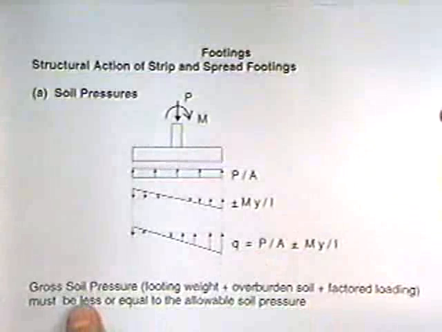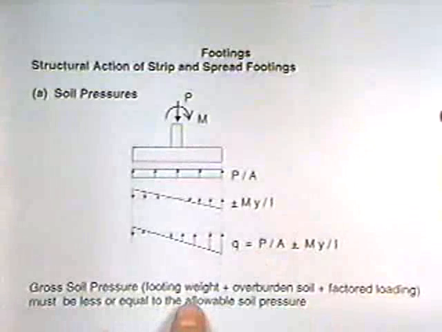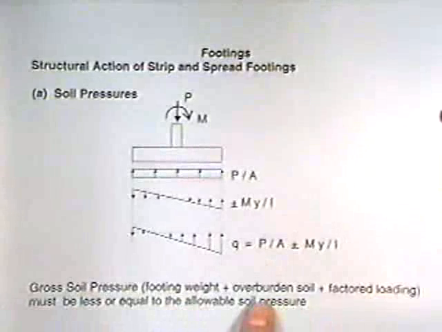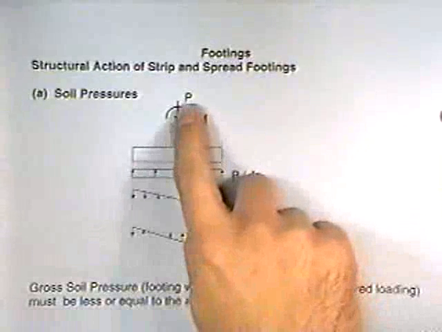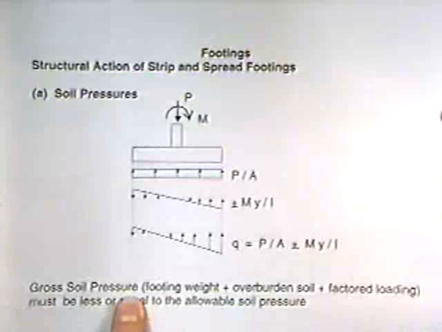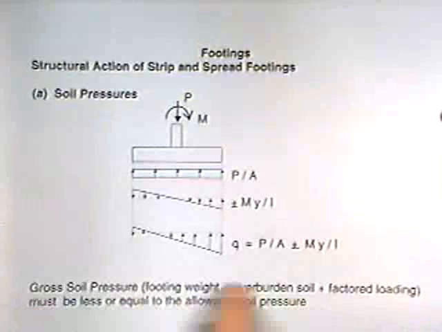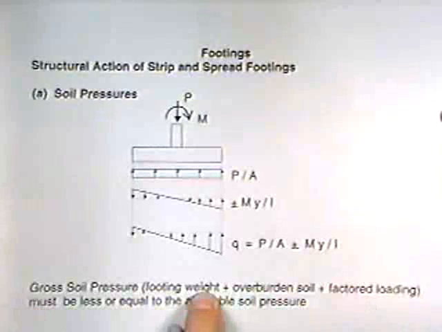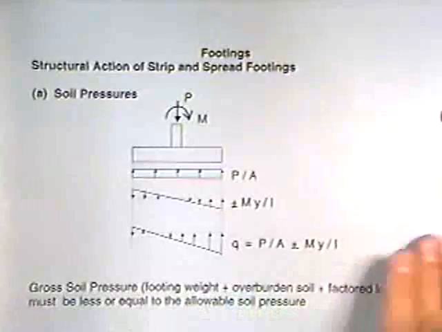If we talk about gross soil pressure, normally that considers the weight of the footing, any overburden soil, and any factored loading. All right, so in other words, the loading from the column, both P and M, are considered. This is the gross soil pressure. So if your soil can only take a certain amount of stress, that's what you're calculating here. You have to make sure that this is less than the allowable.